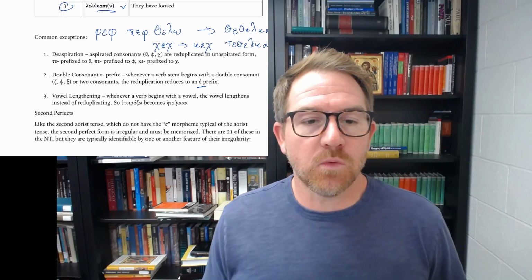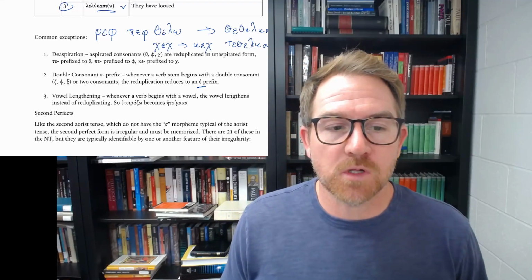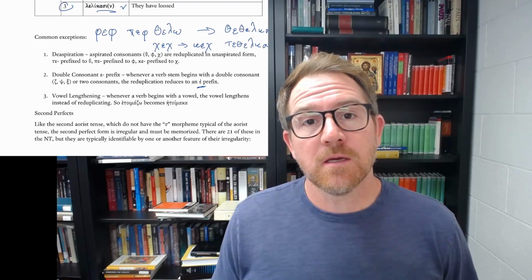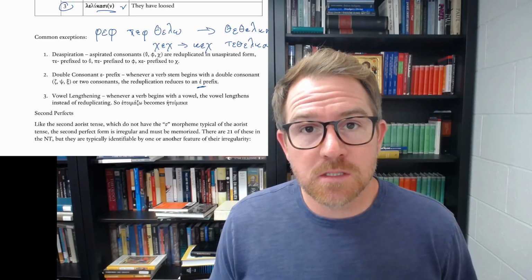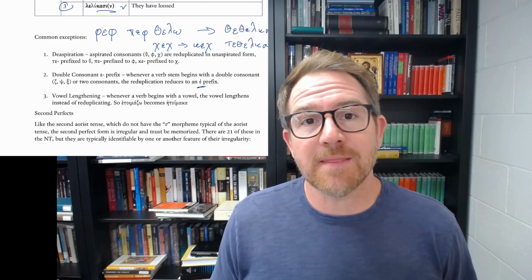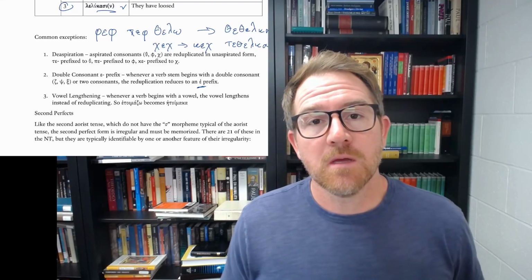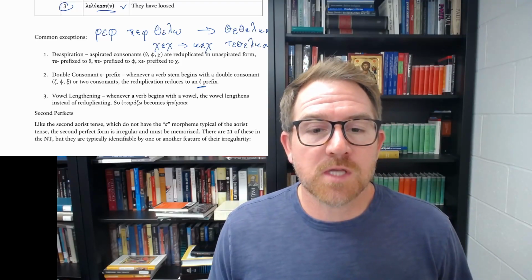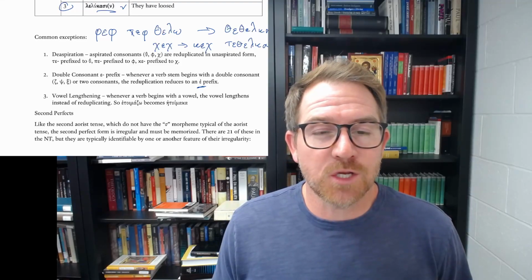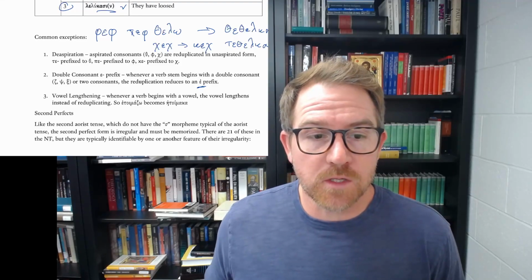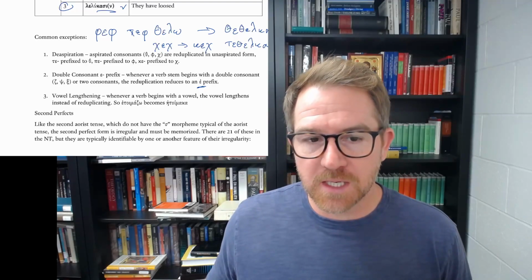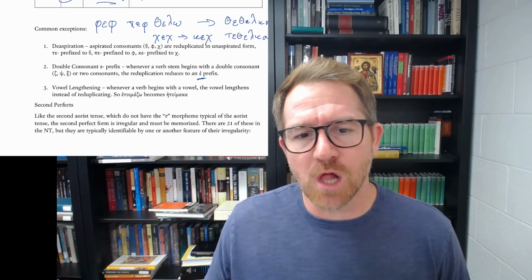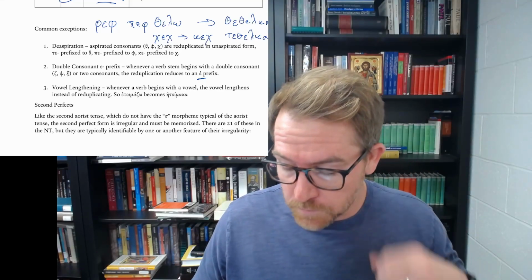Like second aorist verbs, which don't have the sigma morpheme typical of the aorist tense, right? Remember, in those second aorists, the stem of the verb changes. You have the epsilon prefix, the stem changes, and then the ending looks like your imperfect endings. But those are second aorist because the stem has changed. There are some second perfects that are irregular, and you just have to memorize these. There are 21 in the New Testament, but they're typically pretty identifiable because of one or another feature of the irregularity. It's not worth memorizing all of the different ones. You'll just sort of pick them up as you go.